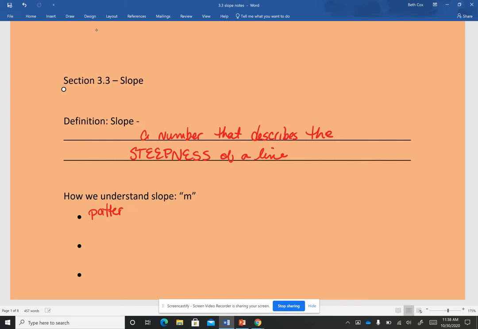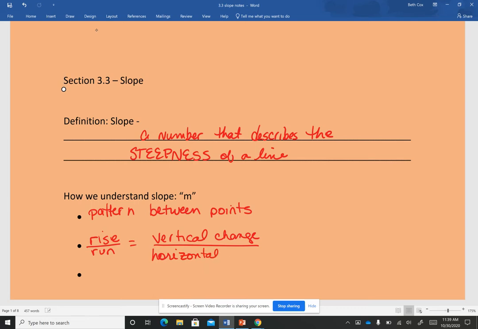It's a pattern between points. This is one of the ways that I really want you to try to remember, that it's a pattern between points. It is the rise over the run, also known as the vertical change over the horizontal change.